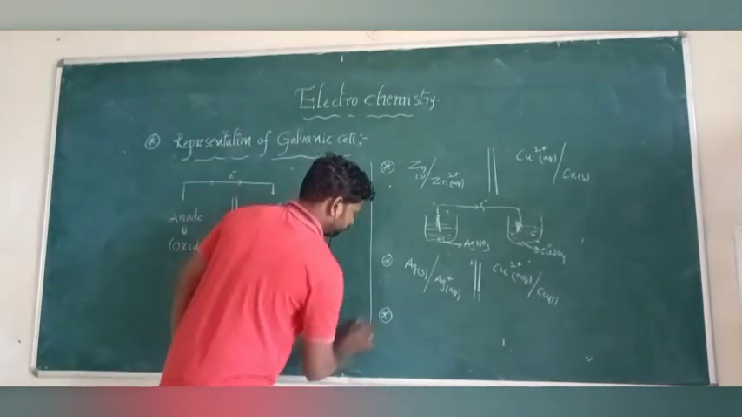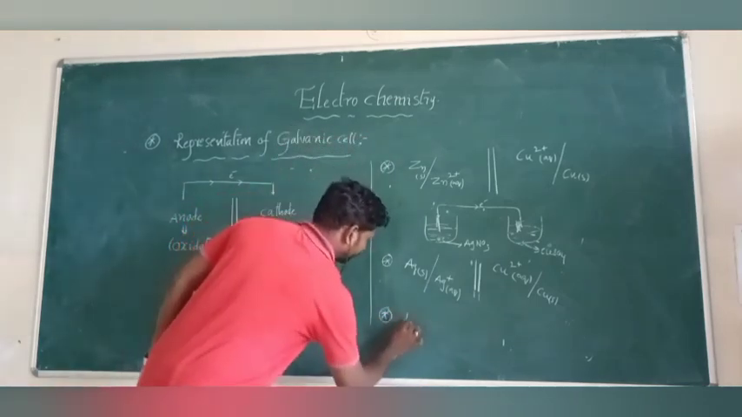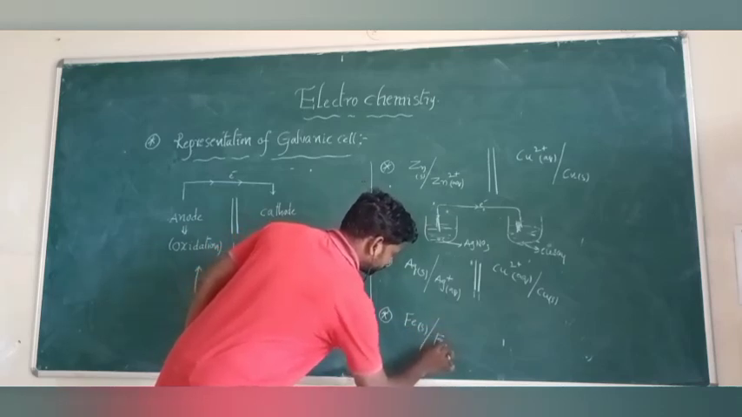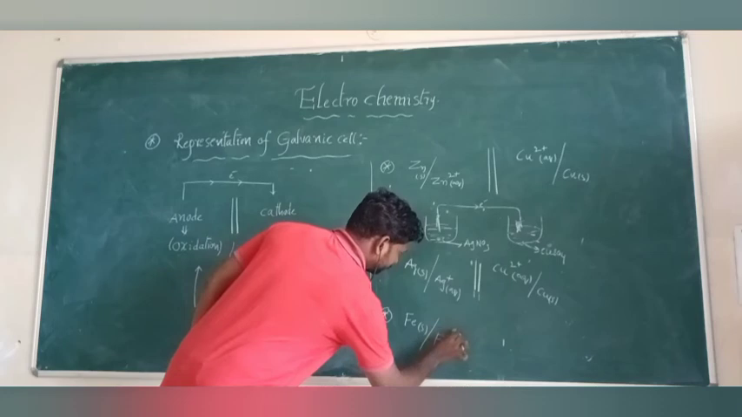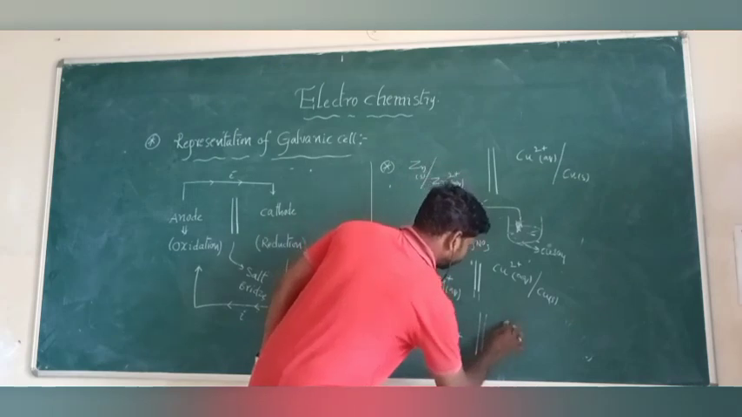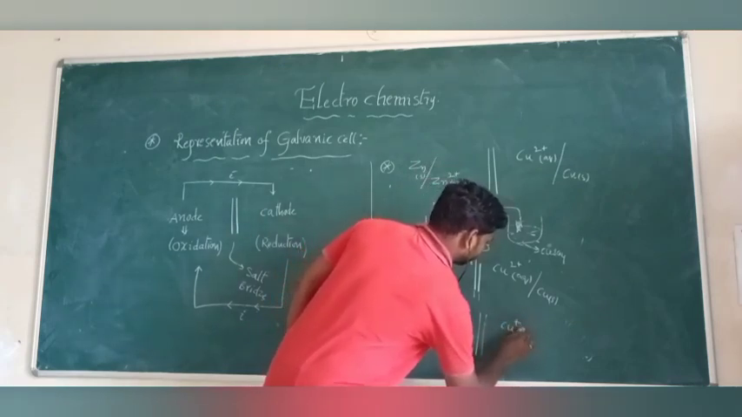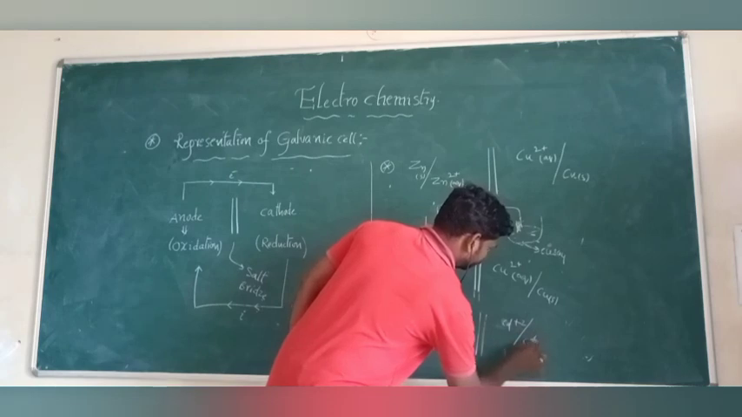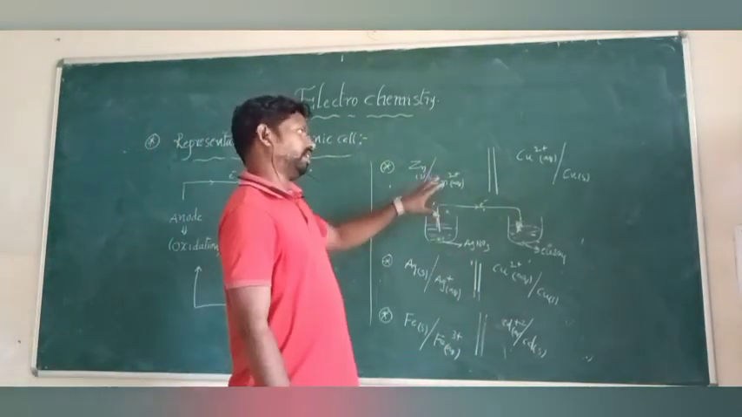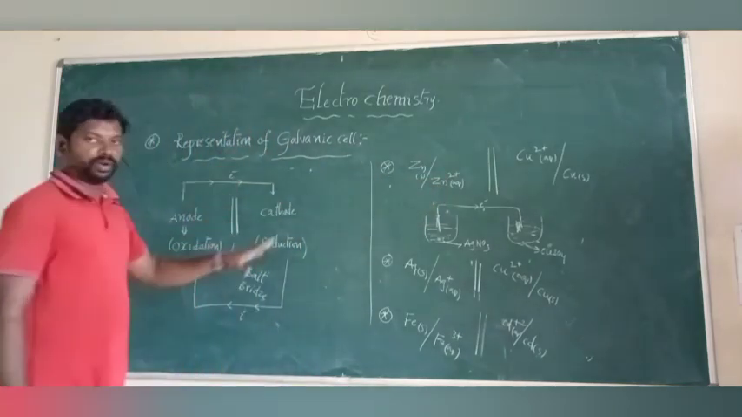One more equation. Take, for example, iron, a solid. It undergoes oxidation and forms Fe3+ aqueous. Here is the salt bridge. Now the reduction: you can write cadmium, Cd2+ aqueous, which forms Cd solid. So like that, these are the chemical reactions in a galvanic cell. This is the way of representation.